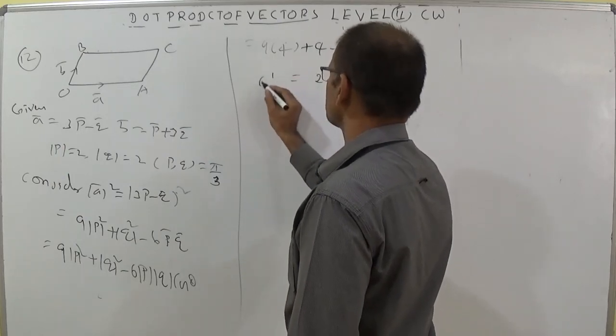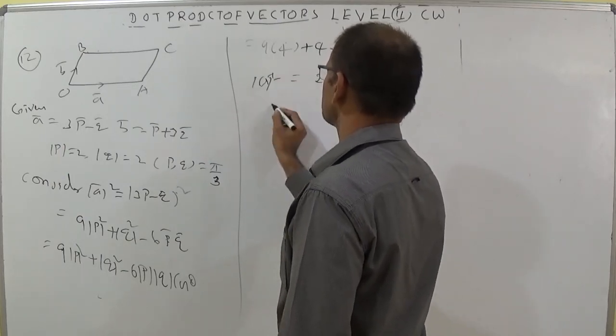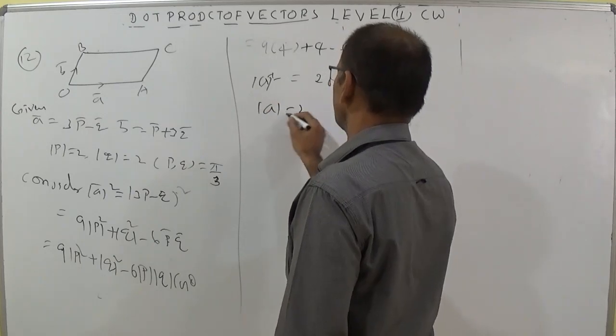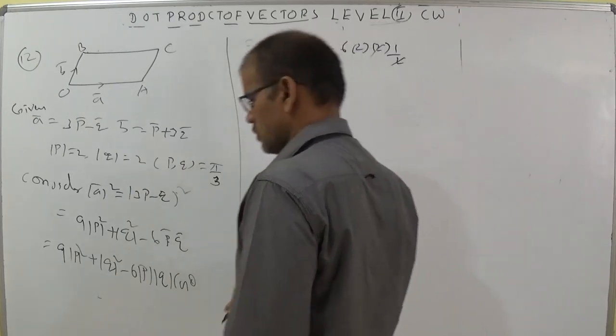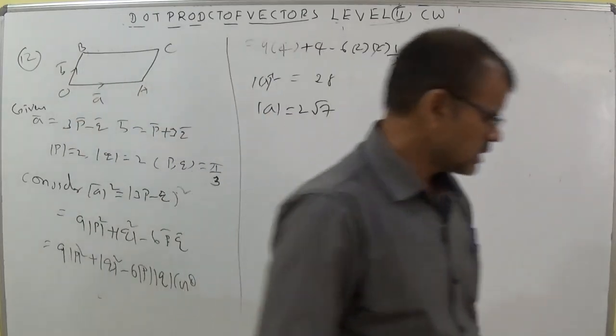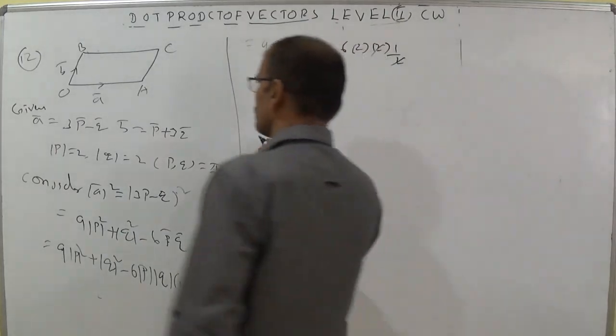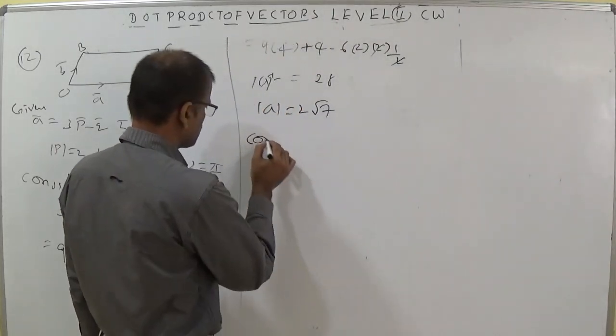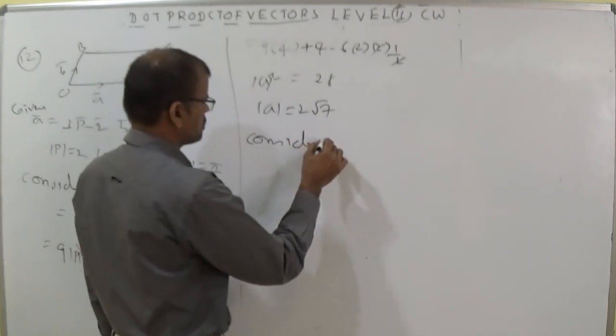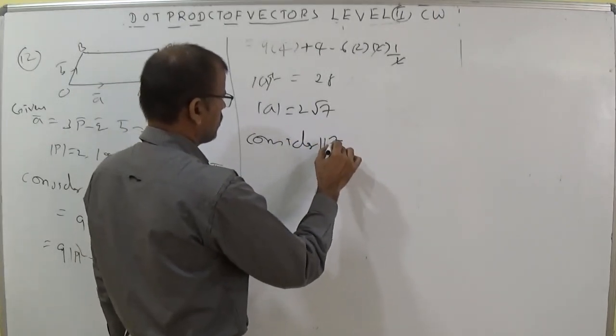Now mod A square you write here. Mod A square we got 28. Mod A you write here 2 root 7. Next, consider mod B square. Now we should calculate the ratio between A bar and B bar.